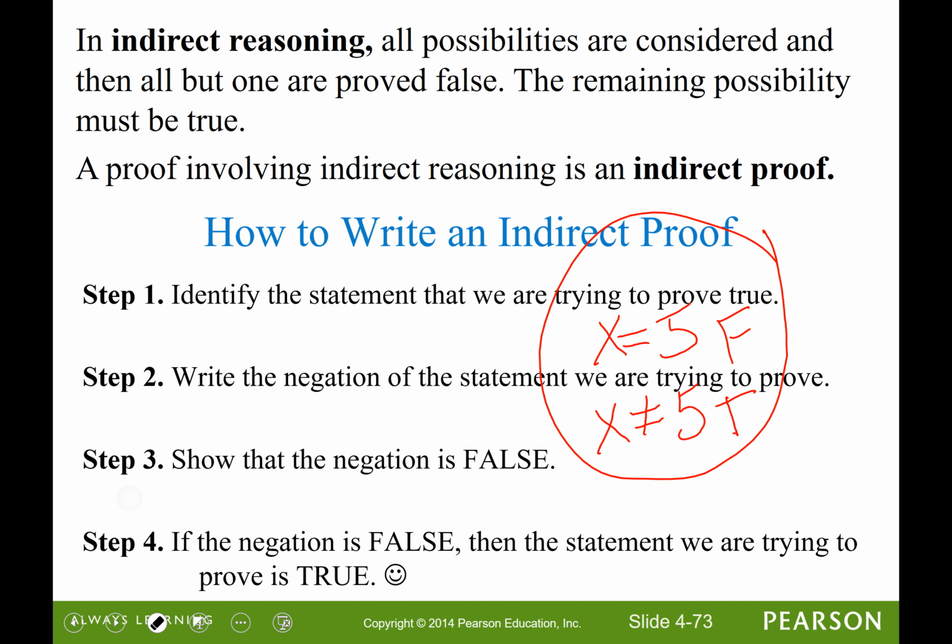So our goal is to figure out what we're trying to prove true, and then the strategy is to take the negation and prove it false. And what that would in turn mean is that the one you were trying to prove true is true. Hope that makes a little bit of sense.